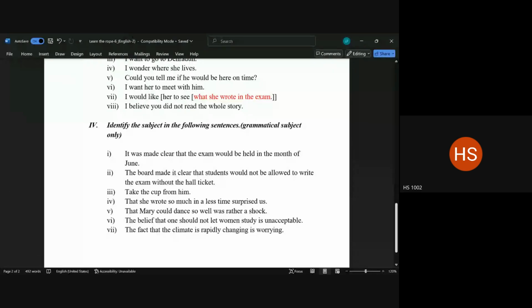Now, first one: it was made clear that the exam would be held in the month of June. What is the subject of this sentence? It was made clear that the exam would be held in the month of June. It. Ma'am, the exam. It is the subject, right? You tell me. You have to do the dissection. You have to see what is the subject, what is the verb, what's the object. So we can see what was made clear that the exam would be held, and it.